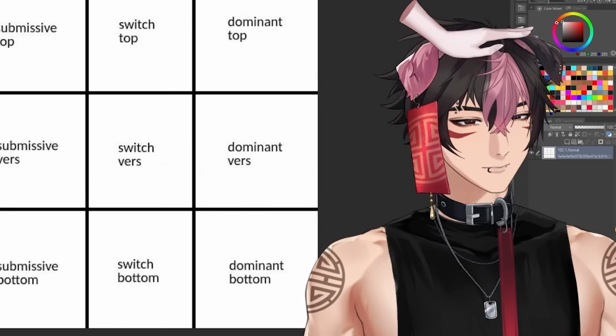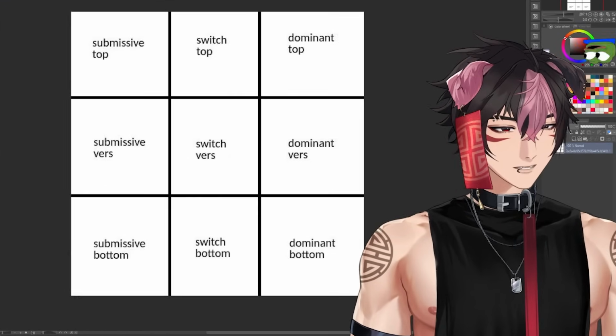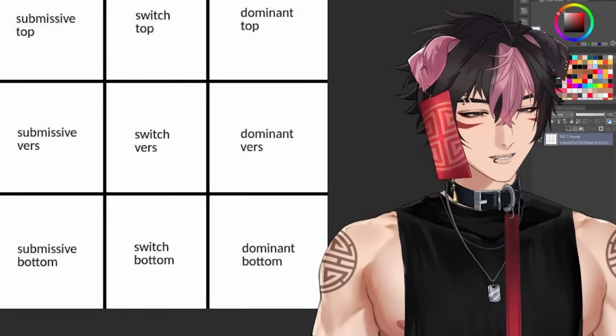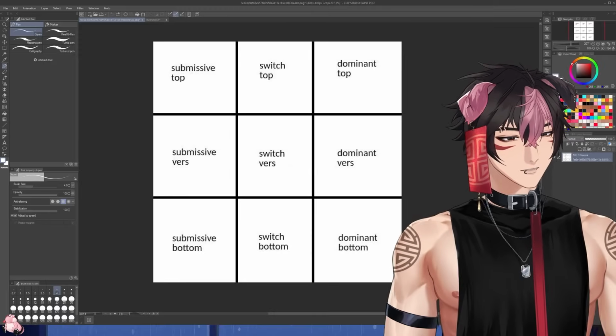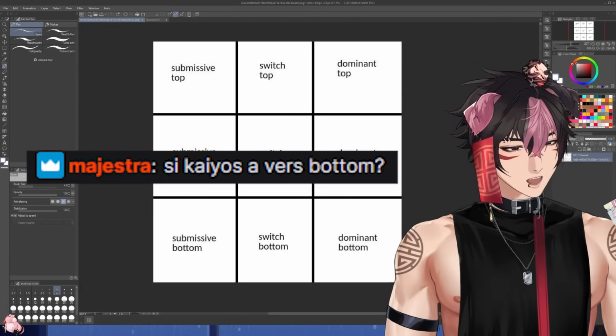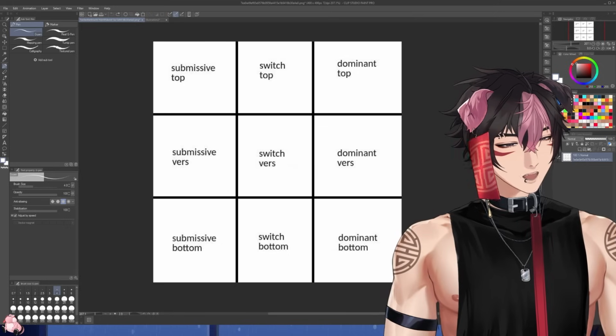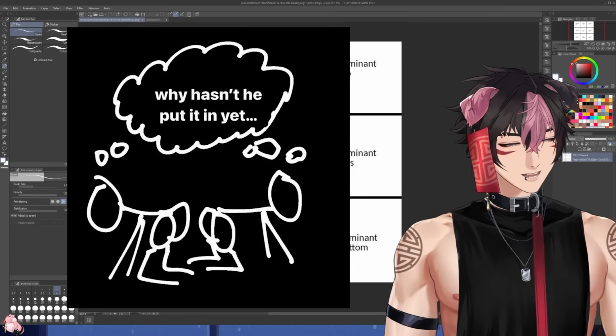Verse bottom, most of the time they'll be a bottom, but maybe the perfect guy comes along and the other guy's like, I'm a bottom too. And then you're like, well, shit, I guess I'll top. So that's what a verse bottom is. So Kyle's a verse bottom? No, Majestra. No. Insert that meme of the bottom that's like, why isn't he putting it in?